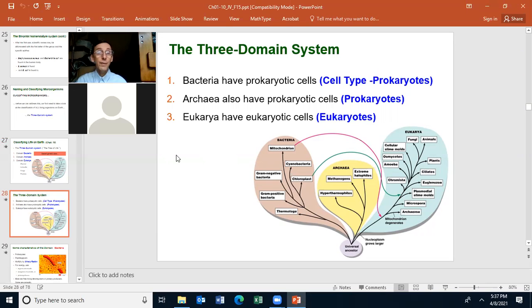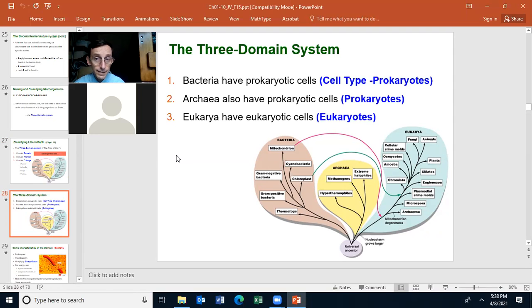When we're talking about the 3 domain system, you should note that the domains have a cell type. The bacteria have the cell type prokaryotes, meaning they have prokaryotic cells. The archaea also have prokaryotic cells. And then the eukarya have eukaryotic cells. And this is the way your textbook author talks about it, that the domains have a cell type.